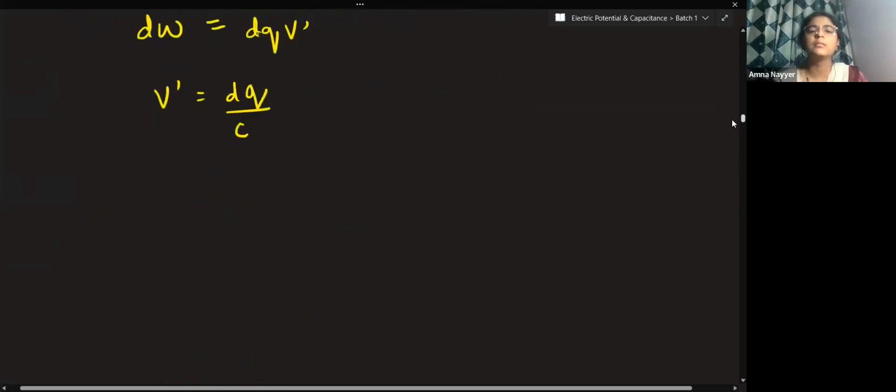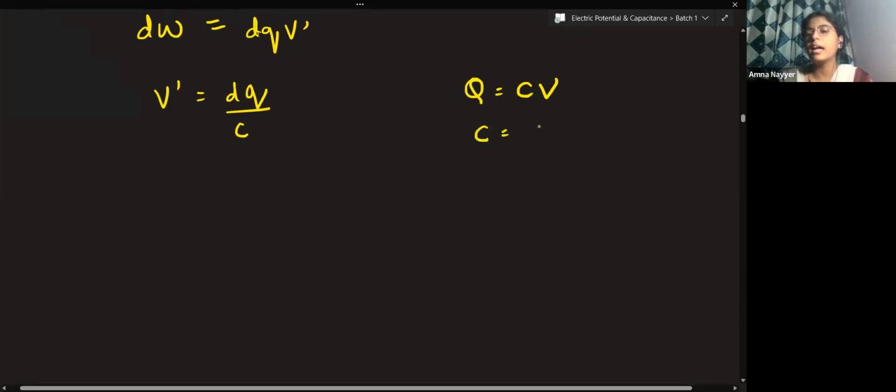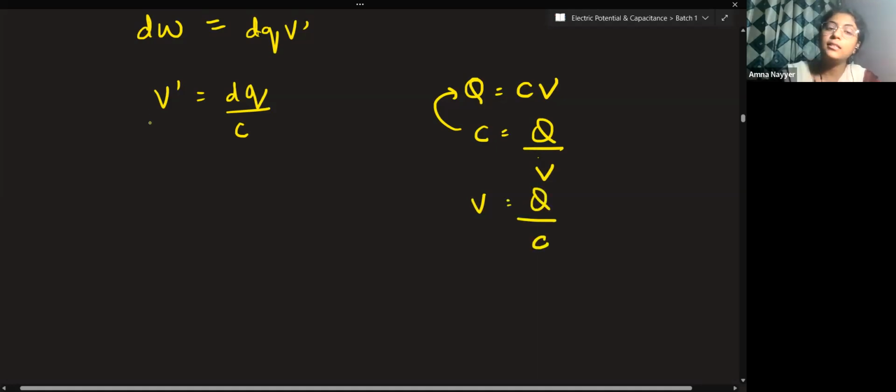Now, from here, the potential will be what? It will be dq by C. Why will it be dq by C? Q is equal to CV. This is the formula of charge, or you can say from the formula of capacitance, C is Q divided by V, we have derived this formula. So using this formula again, you can find the potential. Potential will be equal to charge divided by capacitance. So for that smaller portion, the potential will be the smaller charge dq divided by the capacitance.